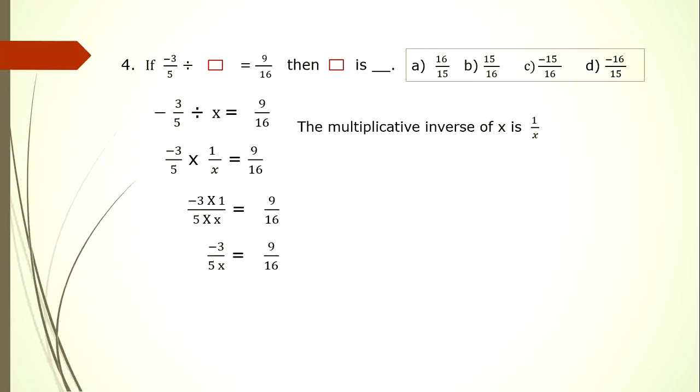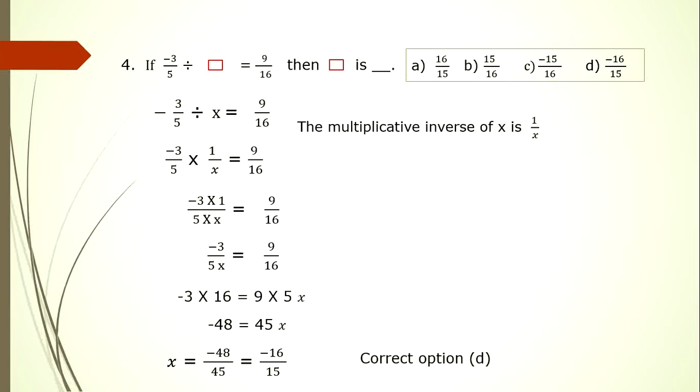How to do further, children? What's the next step? Yes, we have to go for the cross multiplication. So on cross multiplication, we get minus 3 into 16 is equal to 9 into 5x. Minus 3 into 16 is nothing but minus 48, which is equal to 45x. Then from there we get the value of x as minus 48/45, and both are divisible by 3, and on further simplification we have minus 16/15, and the correct option is D.